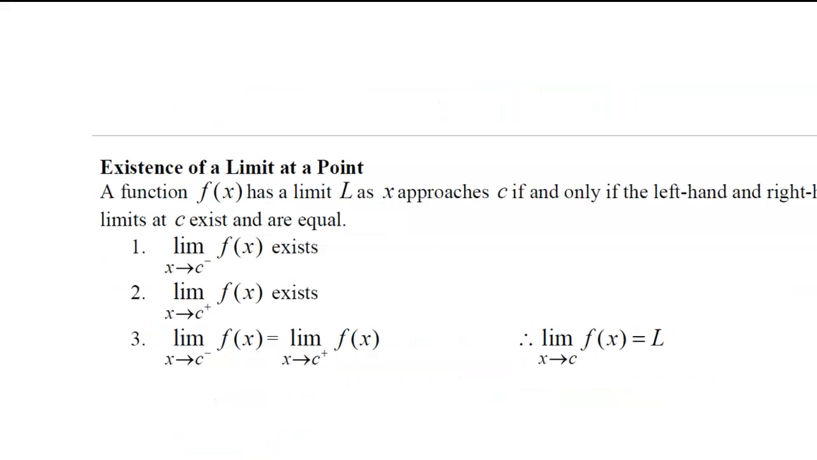So you have the existence of a limit at a point. A limit exists from the left. A limit exists from the right. If the left-hand limit equals the right-hand limit, then the limit as x approaches c is equal to L. The left-hand limit and the right-hand limit may not equal each other. If they do not equal each other, the limit does not exist.